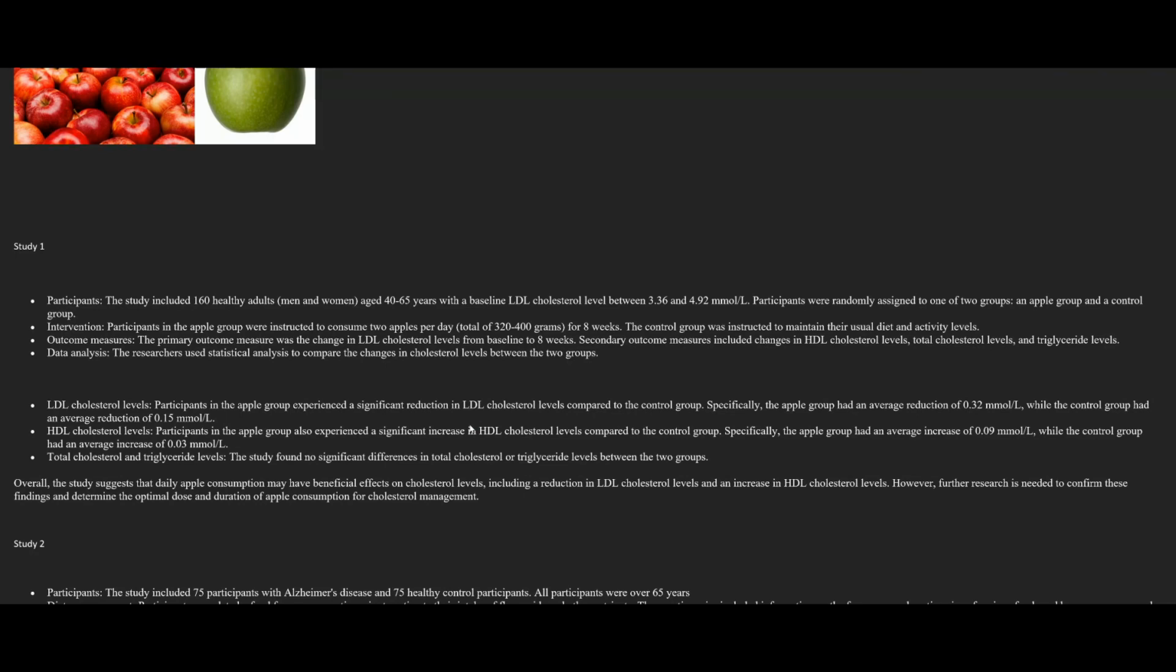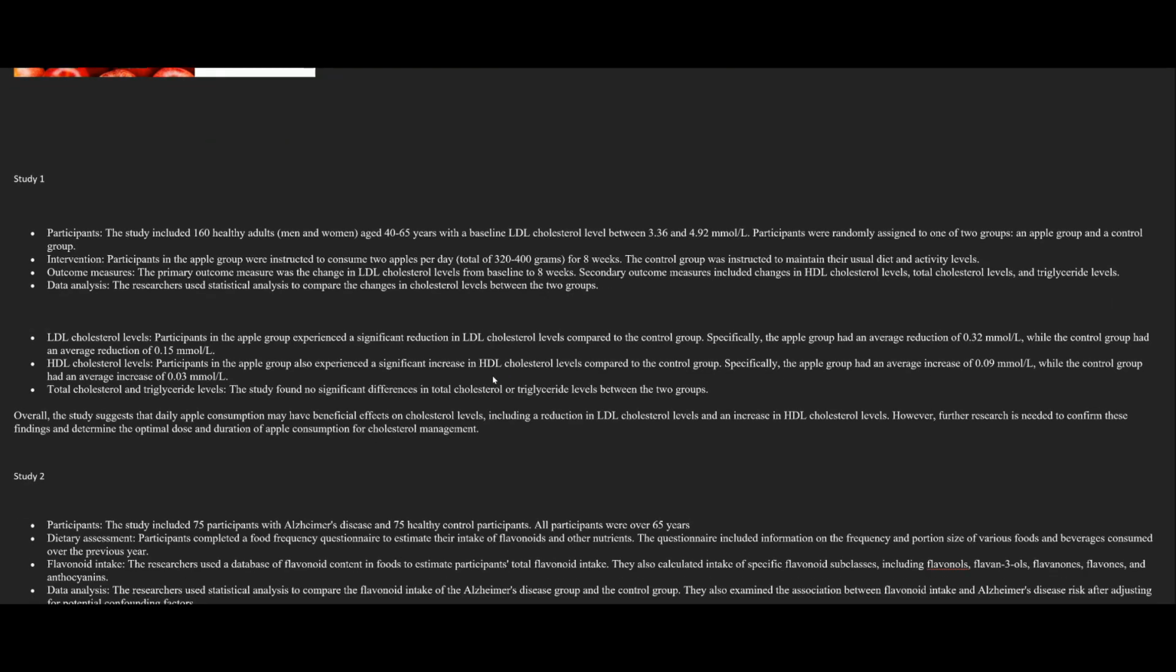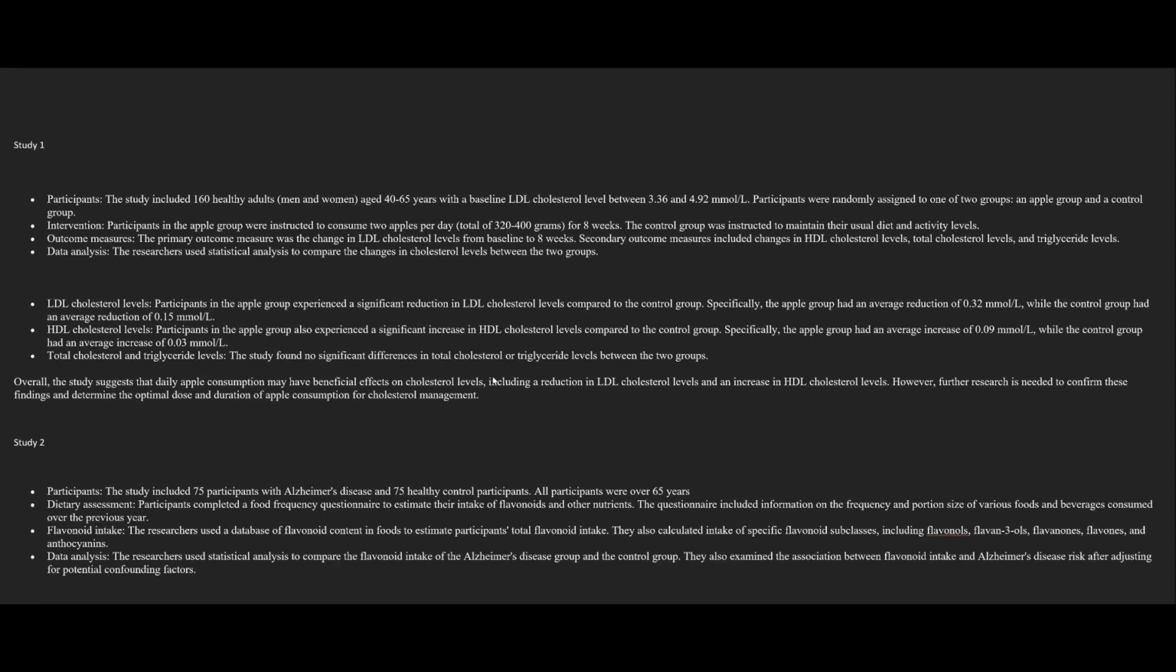Outcome measures. The primary outcome measure was the change in LDL cholesterol levels from baseline to 8 weeks. Secondary outcome measures included changes in HDL cholesterol, total cholesterol levels, and triglyceride levels. Data analysis: the researchers used statistical analysis to compare the change in cholesterol levels between the two groups. LDL cholesterol levels. Participants in the apple group experienced a significant reduction in LDL cholesterol levels compared to the control group. Specifically, the apple group had an average reduction of 0.32 millimoles per liter, while the control group had an average reduction of 0.15 millimoles per liter.